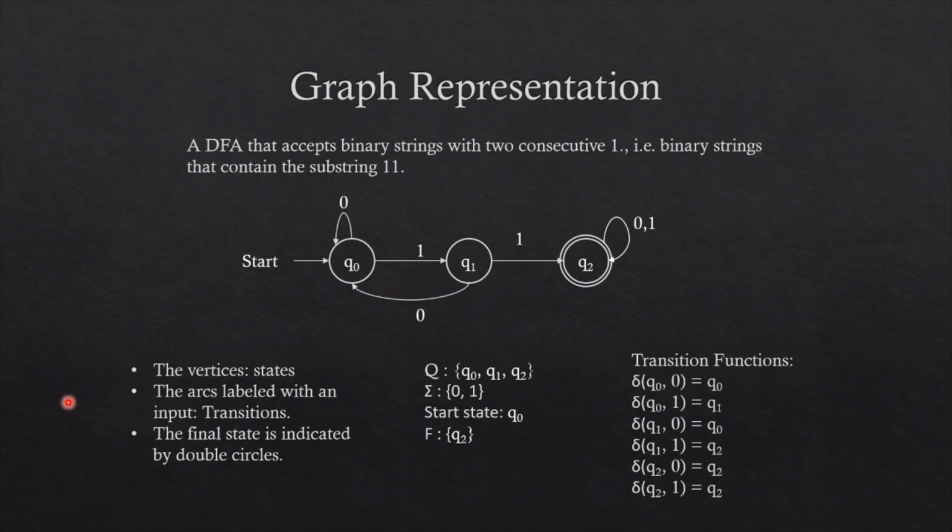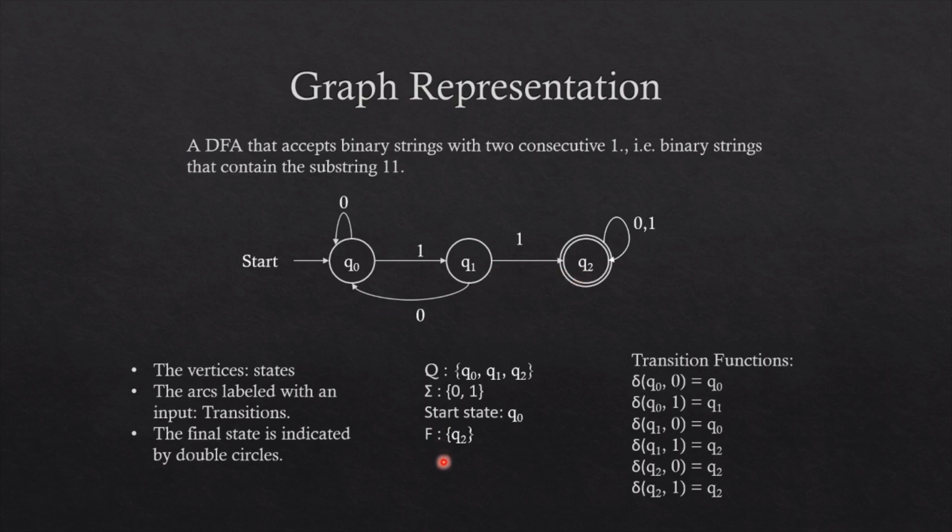This is how we can represent an automaton as a graph. The nodes or the vertices are the states. The edges or arcs labeled with the input symbols show the transitions on those symbols from those states. The start state is labeled with an arrow and the word start. And the final states are indicated by double circles.